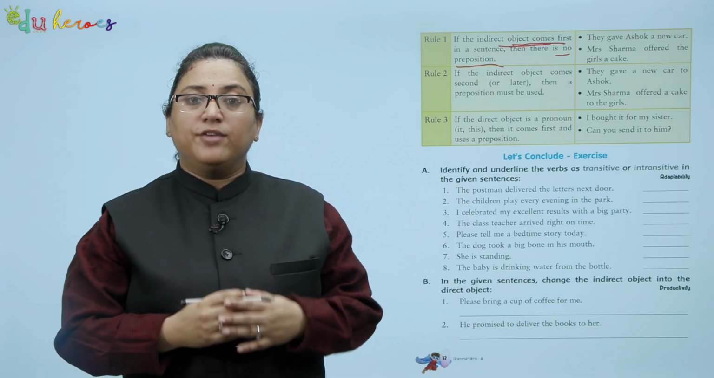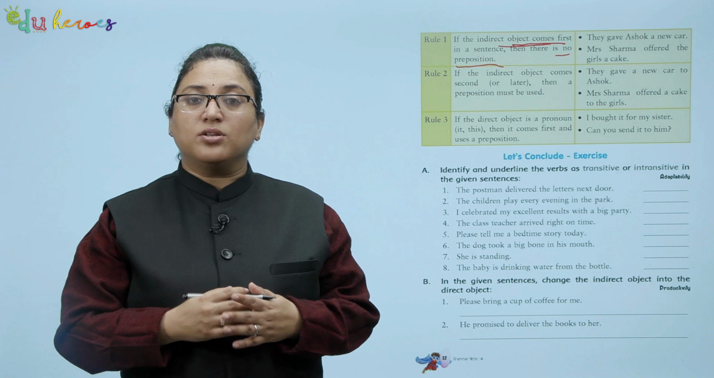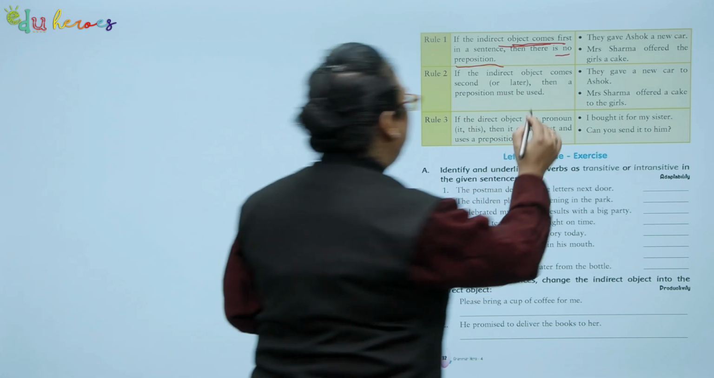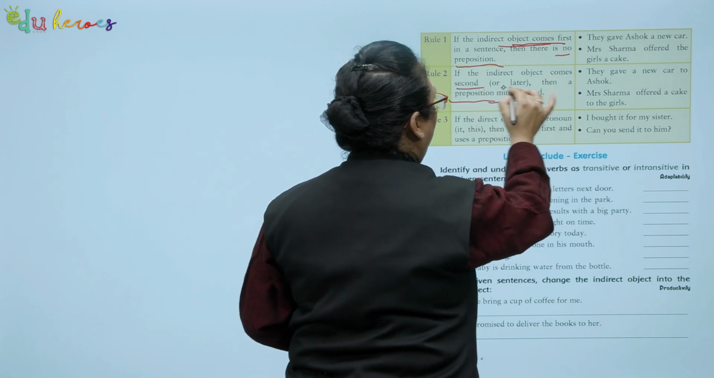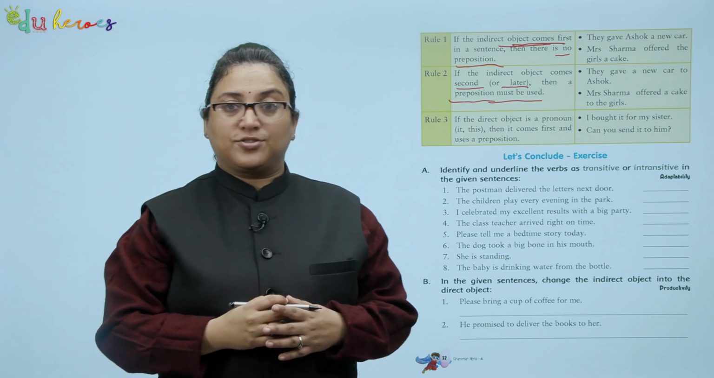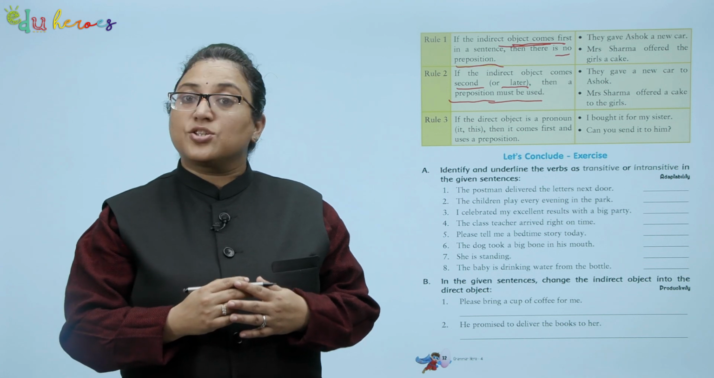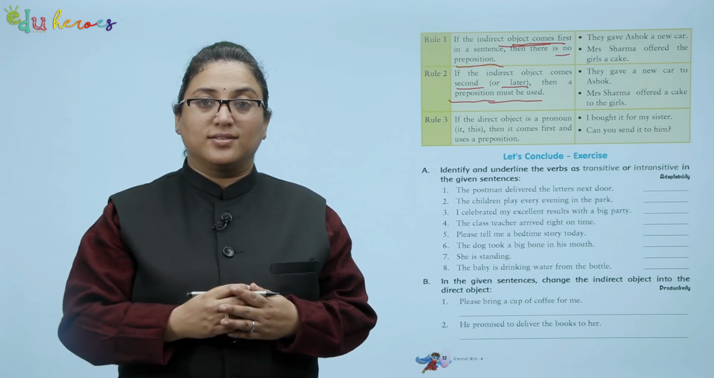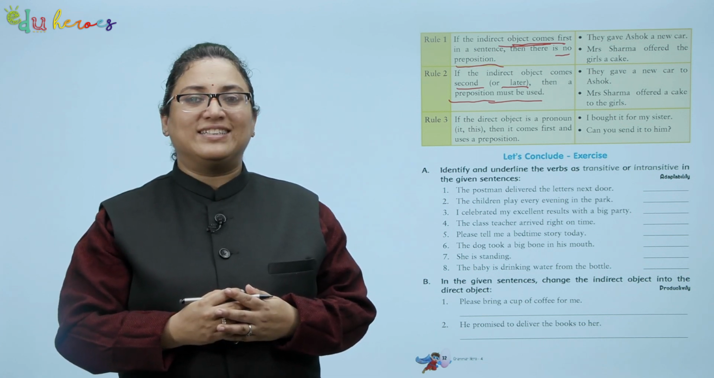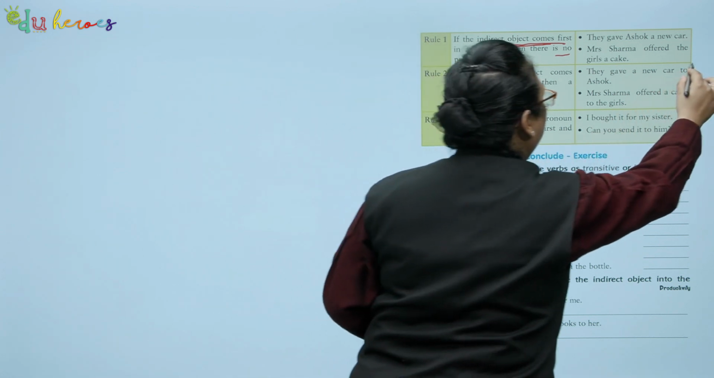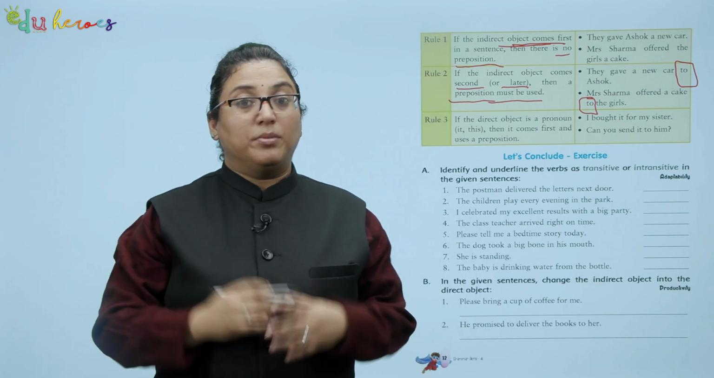Rule number 2. If the indirect object comes second or later, then a preposition must be used. So this is the opposite of rule number 1, must, because it comes second or later. Let's read the examples. They gave a new car to Ashok. Mrs. Sharma offered a cake to the girls. Children, यहाँ preposition क्या है? You're right, to. So we have used a preposition here. It's a must.